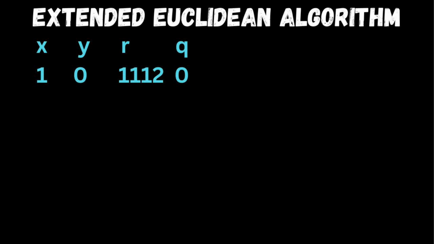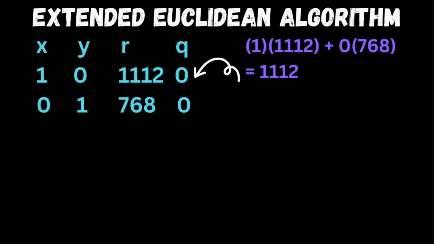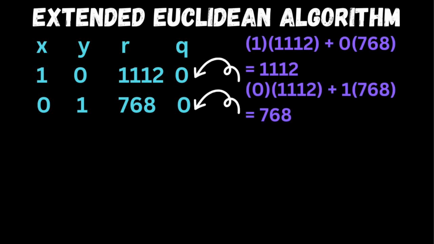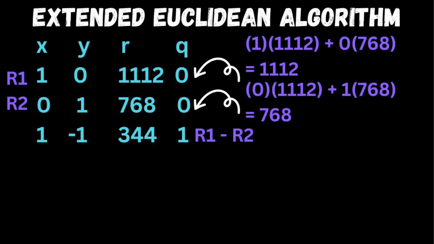Okay, back to the example. The first two rows that we write are 1, 0, 1112 and 0, 1, 768. This is basically saying that 1 times the first number, 1112, has a remainder of 1112, and 1 times the second number has a remainder of 768. Ignore the q values for now. The next row is calculated by taking the floor of 1112 over 768 and putting that as the q value. In this case, the floor is 1.